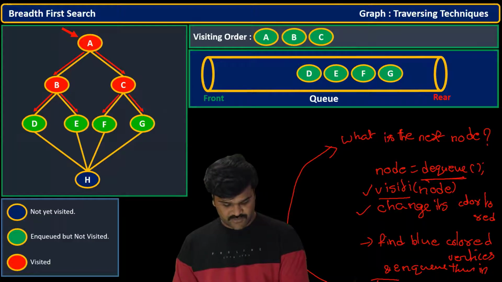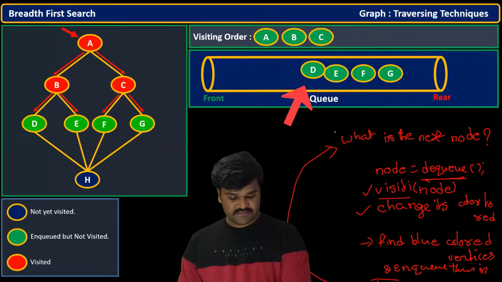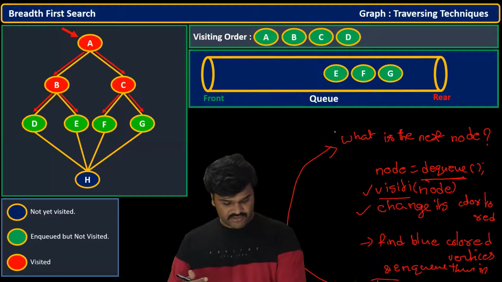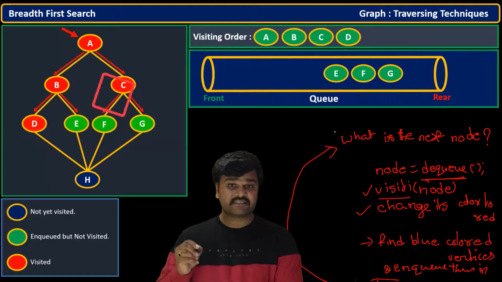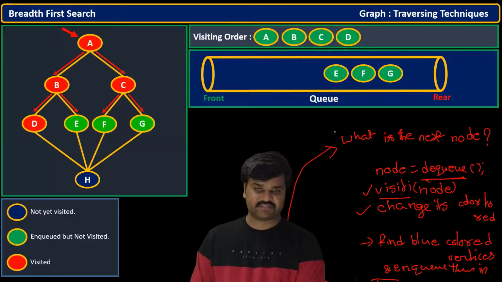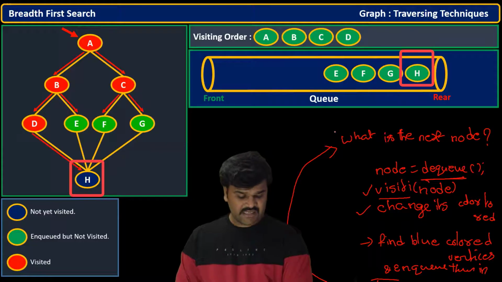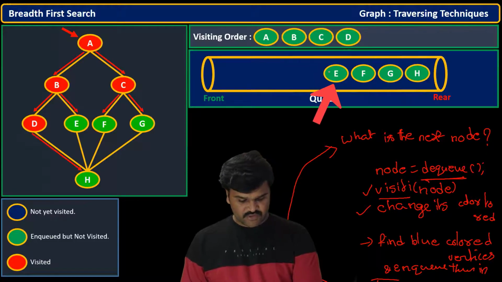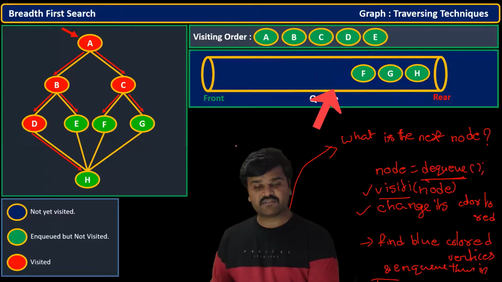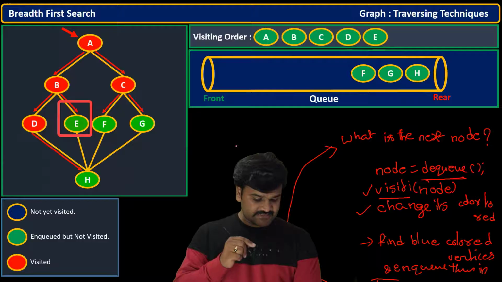Then from here again the same question: what is the next node? The next node is whoever is in the front, that is D. So D is coming out. Now you are going to visit D, which means change its color to red. Then identify adjacent blue colored vertices for D. Only H is there, that H you can NQ, and then change its color to green. Now what is the next node to visit? Whoever is in the front, E is coming out of the queue. So we are going to visit E, and because we are visiting E, we change its color to red.